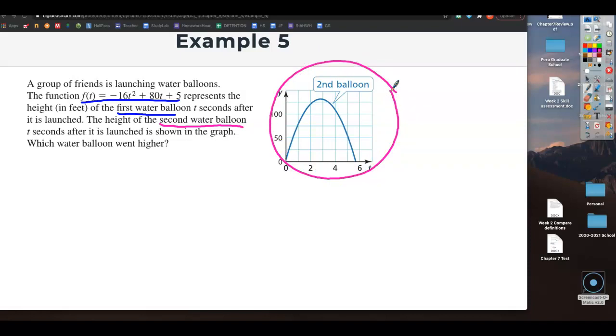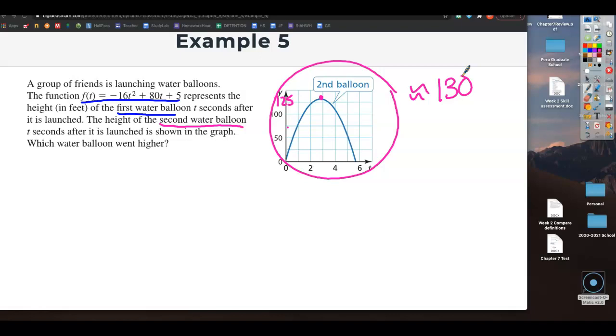So first of all, if we look at our graph, what's the highest point that our water balloon went? What is it called? Our vertex. It is our vertex, which is about right here, correct? What does my graph go by? 25s, because this would be 25, 50, 75, 100, right? So the highest point was about 130 maybe, because it's above 125, right? Okay, so we know that the second water balloon went about 130 feet.